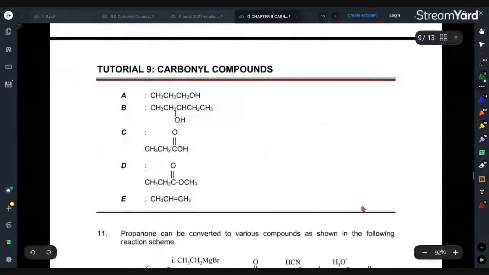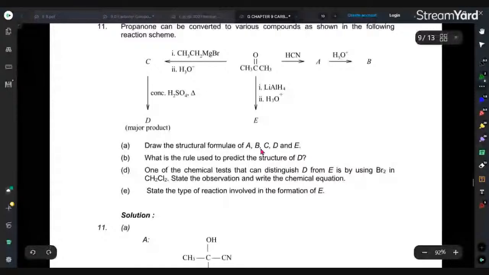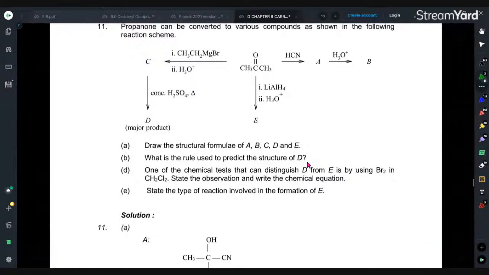Now we move on with question 11. Same thing. Okay, so draw the structure A, B, C, D, E. What are the rules to predict the structure of D? Actually, until now, you just learned 2 rules. One is Zaitsev's rule for the dehydration of alcohol. Another one is Markovnikov's rule for the electrophilic addition.